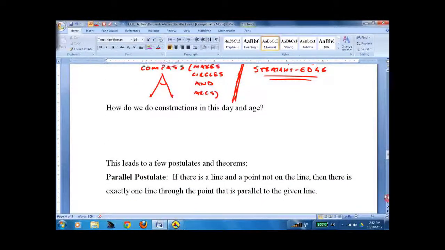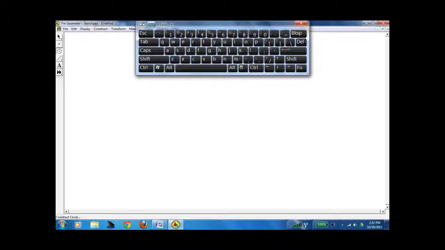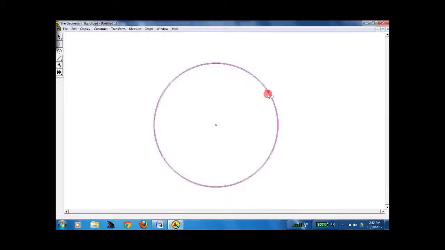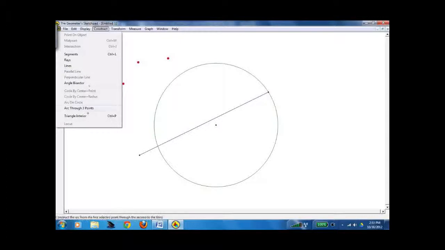So how do we do constructions in this day and age? Well, we use computers. So if we want to make a circle, we would do it with a point and another point on the circle. And if we wanted to make a line, we would just connect the dots, and so on and so on. So if we want to construct an arc, we would just select the 3 points, have it construct an arc.